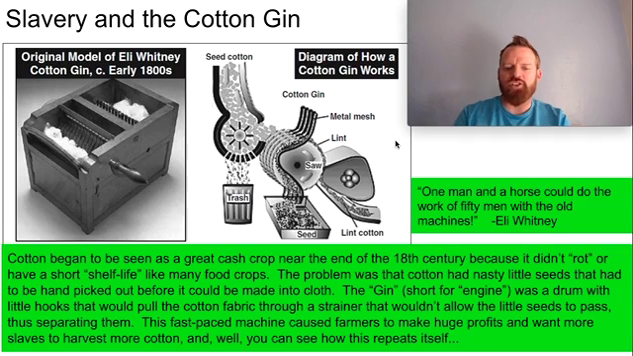This fast-paced machine caused farmers to make huge profits and want more slaves to harvest more cotton. And well, you can see how this process repeats itself. The cotton gin caused farmers to be able to produce more cotton, which made you want more slaves and more land to harvest more cotton because you could produce more, and then you could make more money, which would cause you to get more land and more slaves. It was kind of a nasty process, a cycle.